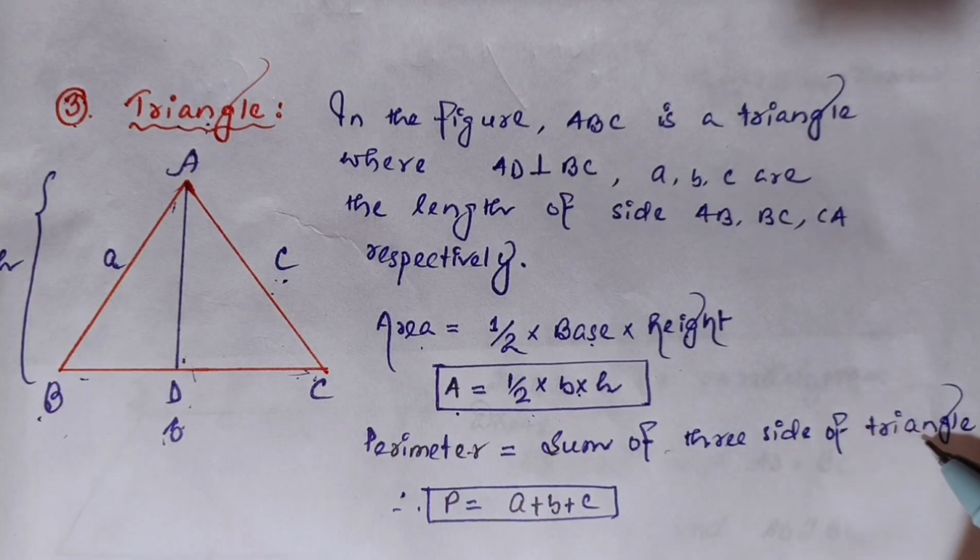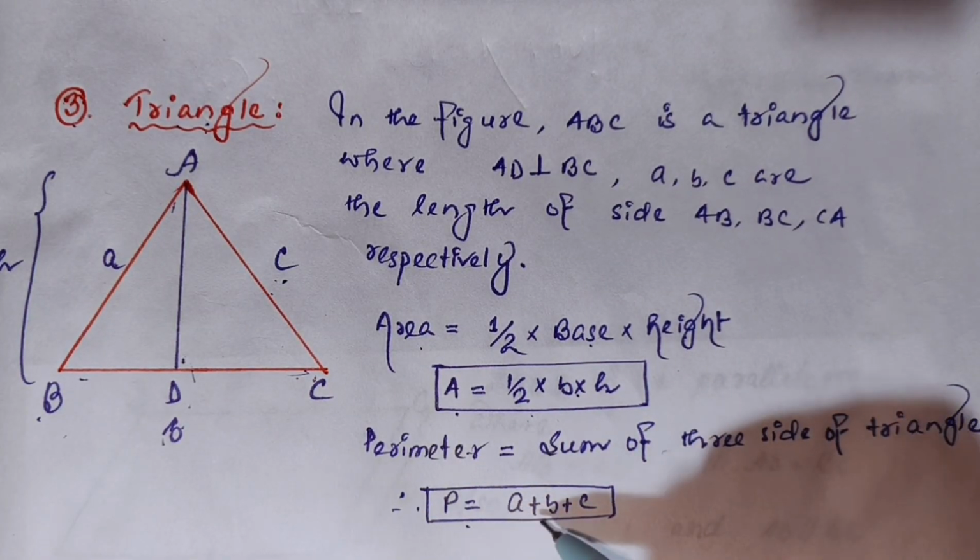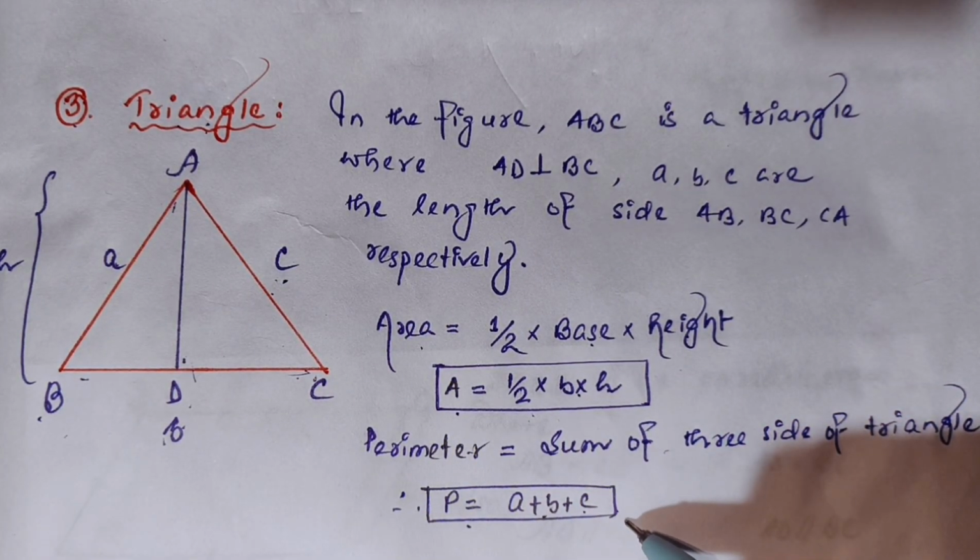Perimeter, sum of all the three sides of triangle. P is equal to a plus b plus c. Clear? चलो next.